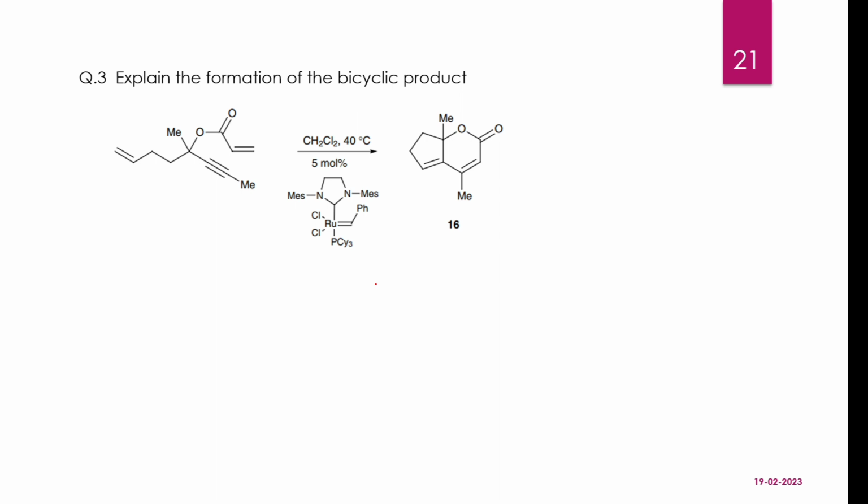Come to the next reaction. Explain the formation of the bicyclic product. You have to explain that. This is, you may have understood, Grubbs catalyst second generation, which is noted there as C. So with Grubbs catalyst second generation, what will happen? Let's start. Let's solve together as much as you have learned till now.